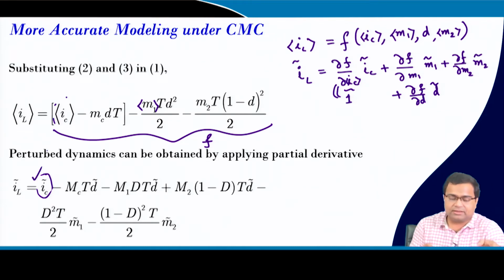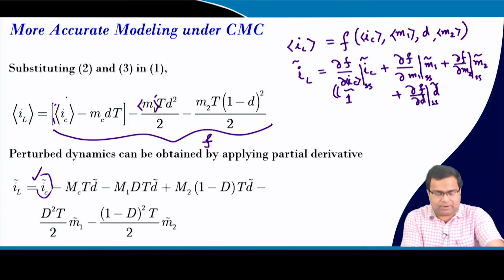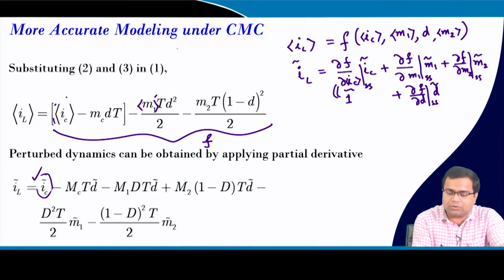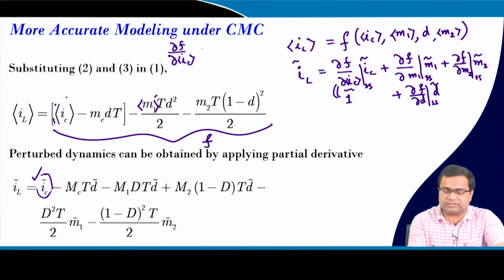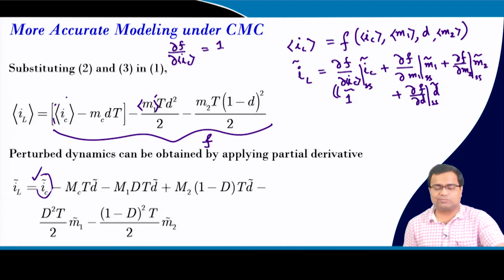Now, if we differentiate with respect to M1, then you will get D square, then you have to substitute steady state, all substitution at steady state. At steady state we are finding, right. So, from this equation, what is my dou F dou IC average? This is simply 1, right.